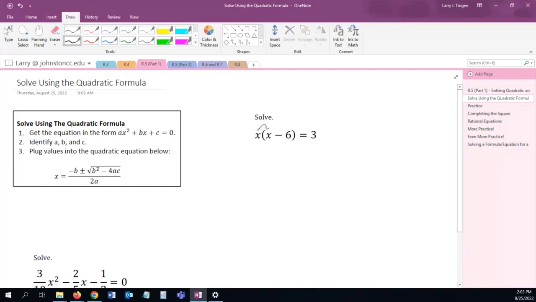So let's distribute. x squared minus x is equal to 3. So I've got x squared minus 6x. I'm getting everything on one side, so I'm going to subtract 3 from both sides. Everybody good? That looks disturbingly like an equal sign. Fix that.